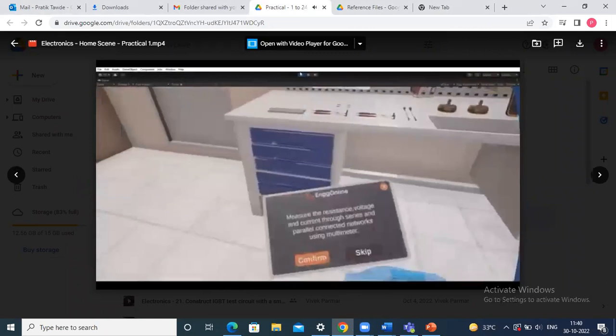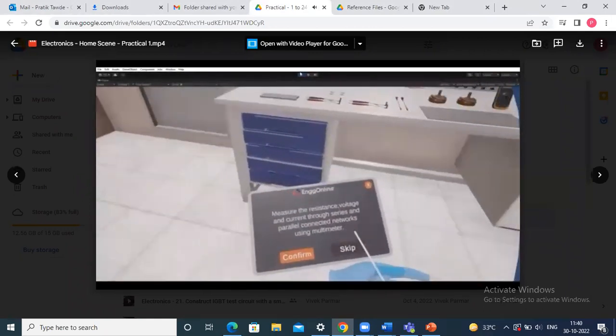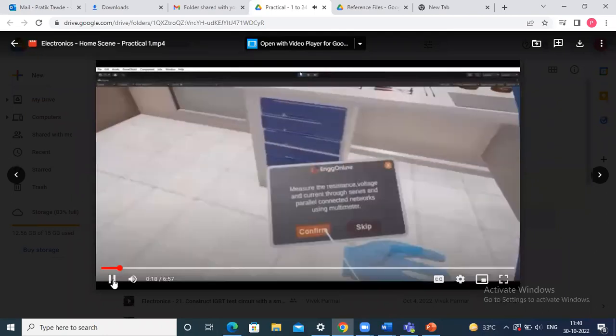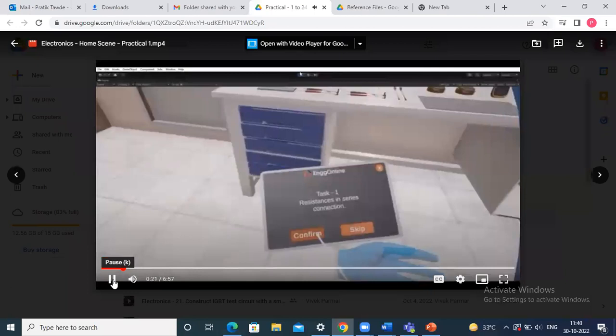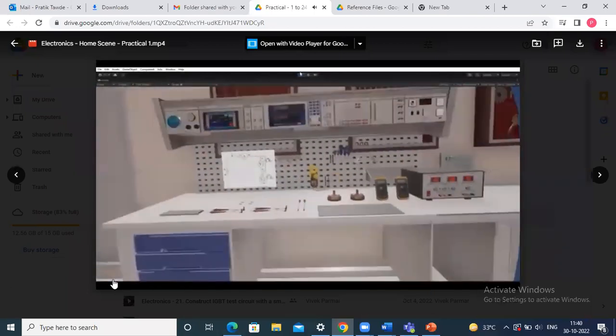Measure the resistance, voltage and current through series and parallel connected networks using multimeter. Is it audible? Task 1. Resistances in series connection. Yes, sir, it is audible. Objectives. At the end of this exercise, you shall be able to use the instruments required. Okay, fine. Thank you.